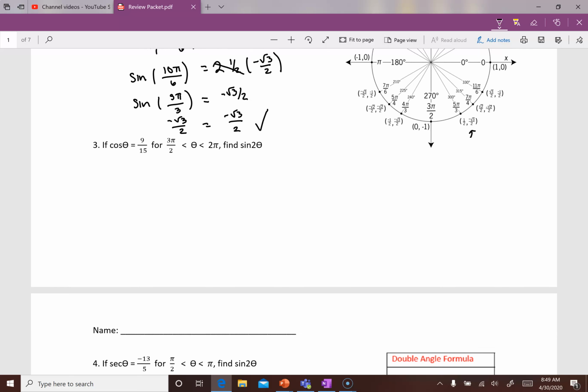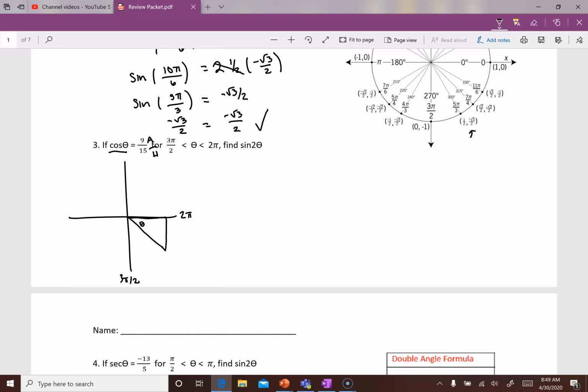The key on these is to make sure you're in the right quadrant and you've drawn your triangle correctly. So I'm going to draw this, and I'm noticing that we are in between 3 pi over 2 and 2 pi. Well, that's going to be 3 pi over 2 is here, and 2 pi is here. So to draw this, I have to realize that cosine theta is adjacent over hypotenuse. So I'm going to draw my triangle, which you should know looks like this, with my theta right here. And my adjacent is going to be this side right here, and my hypotenuse is going to be this side right here.